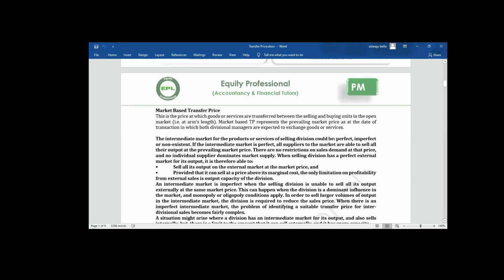Under the market-based transfer price, the relevant transfer price between the selling division and the buying division is based on the prevailing market price of the products.